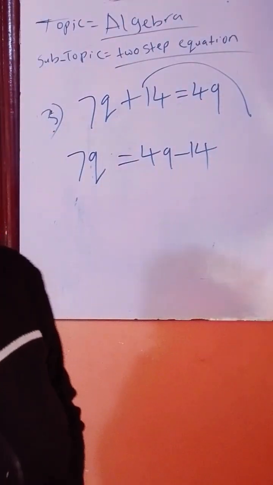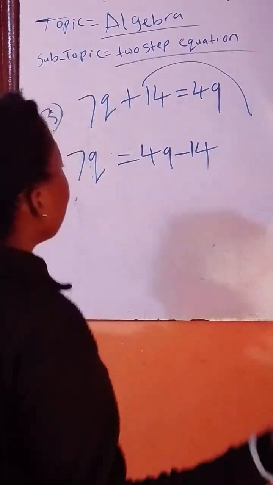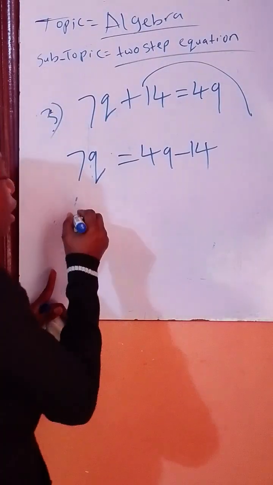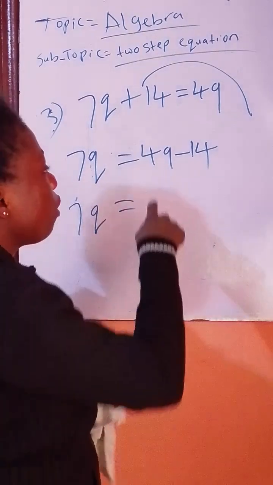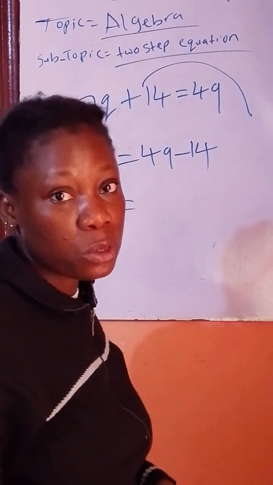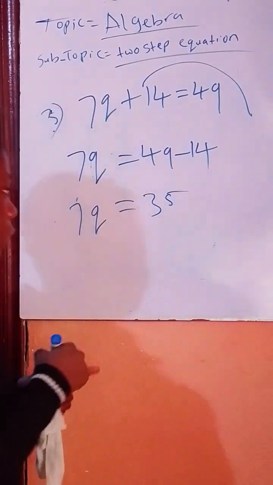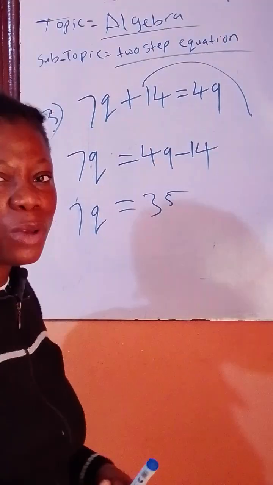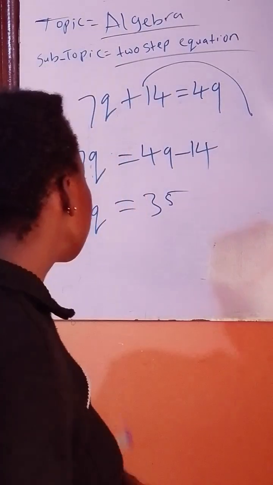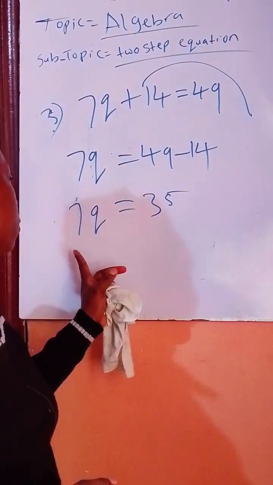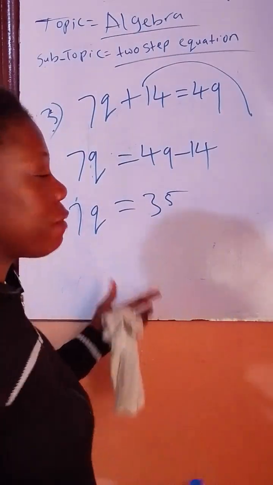So what are we going to do next? I told you we are going to solve it together. The next thing we are going to do is bring down your 7q equals. 49 minus 14 will give us what? 35. Then the next thing we are going to do is divide both sides by 7. We are left with 7q equals 35, so we are dividing both sides by 7.